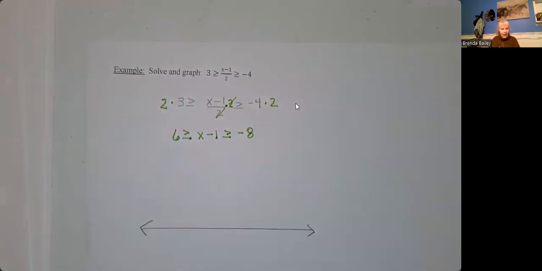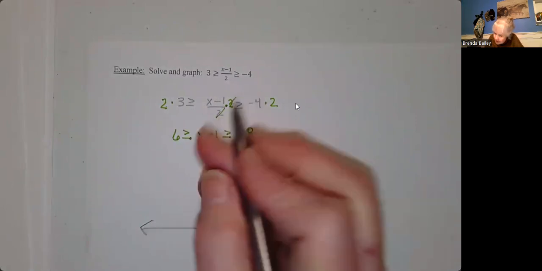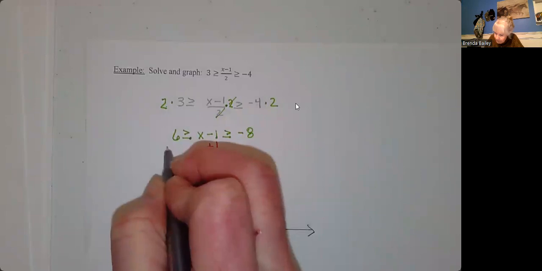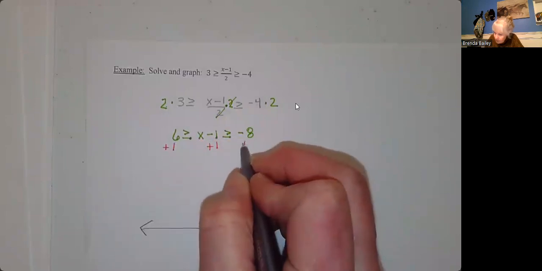All right. Now we need the x by itself. Let's get rid of the 1. So you add 1 to each section. Plus 1, plus 1, plus 1.